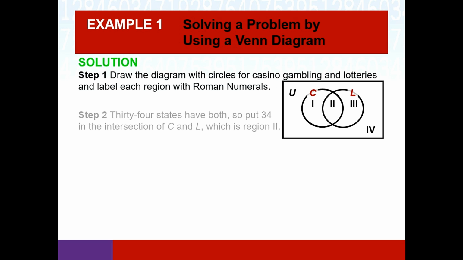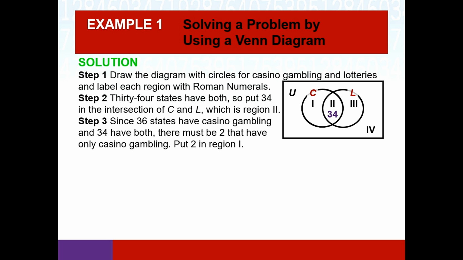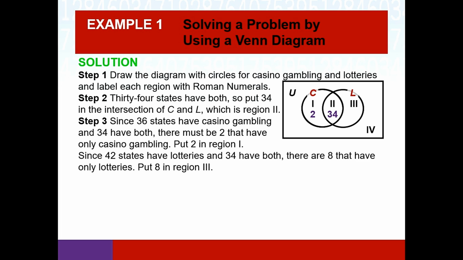Okay, step 2. We will put our value 34 in the intersection of the casino and the lottery, which is in region 2. That is 34, right? Now, knowing that we have 36 states that have casino gambling, that 36 will be subtracted by 34 in order to get the region 1 value. Okay, and that is 2. So we write 2 in our region 1. Next, we go to region 3. Since 42 states have lotteries and we already have 34 in our middle region, that 42 will be subtracted by 34 and the answer is 8.